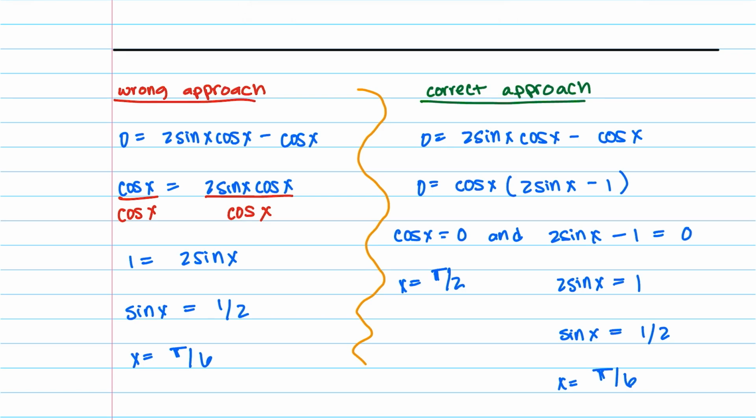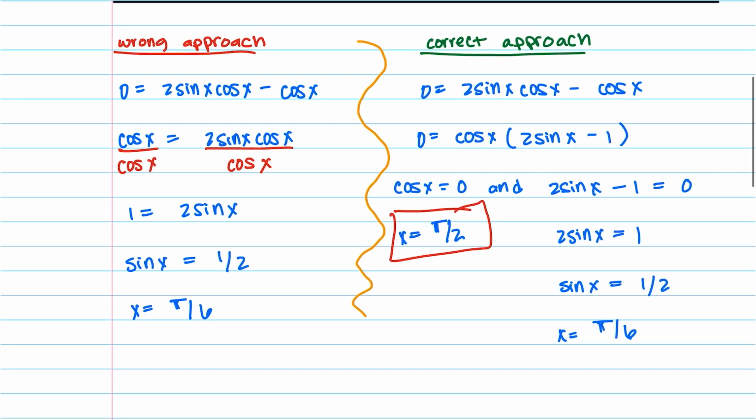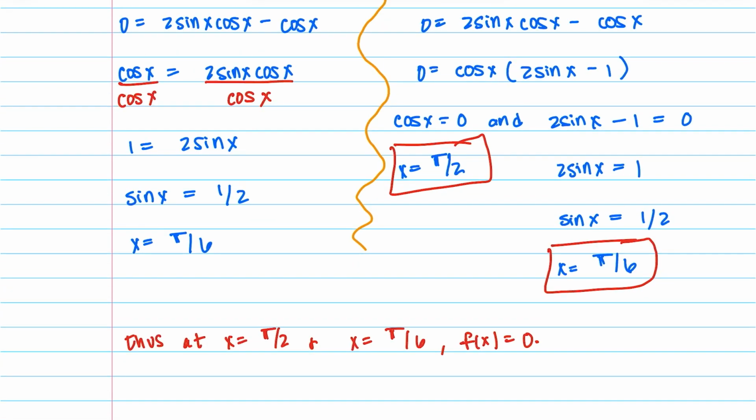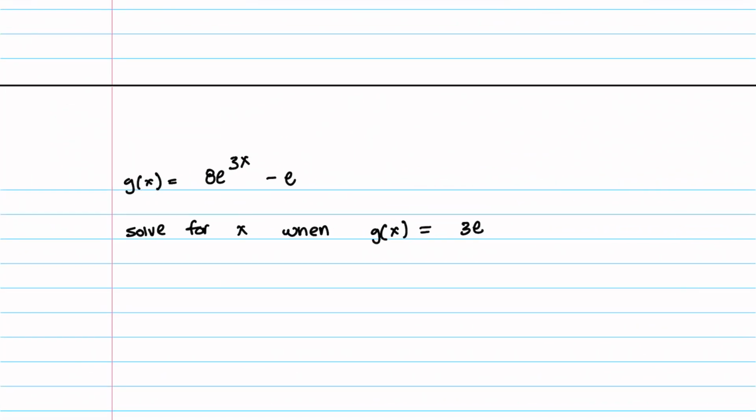And so these two x values, x is equal to pi over 2 and x is equal to pi over 6, are our solutions that make our function f of x equal 0. Alright, so let's jump into our second example.